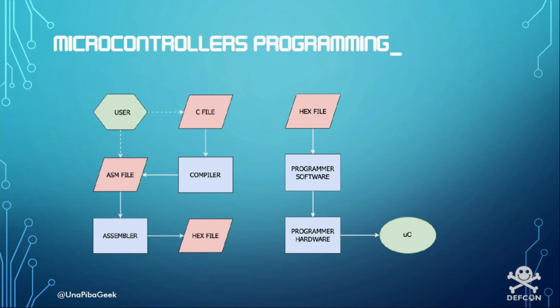And we can develop the firmware in assembly or C. And after compiling and assembling it, we're going to get the hex file, which is the firmware. To load such hex file into the microcontroller, we have to use the programmer's software and hardware, usually provided by the microcontroller's manufacturer.